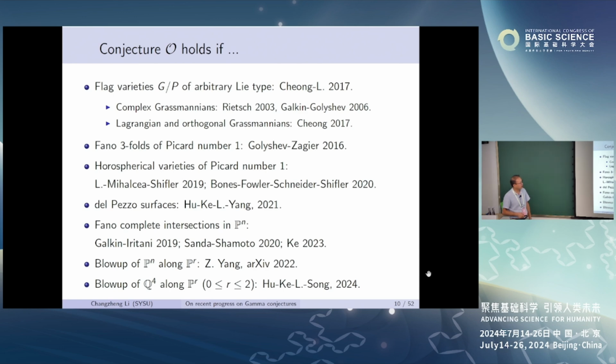Somehow, conjecture O is very elementary. But also because of this, I think it's very difficult, just because there is no tool to study the eigenvalues in general, even though we learned it very, very early.